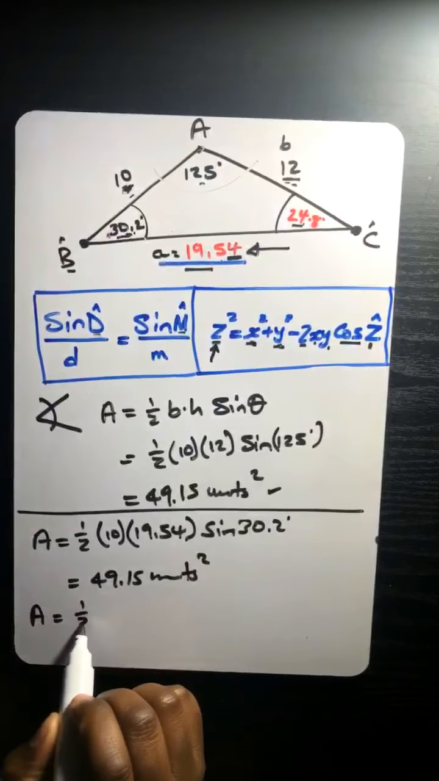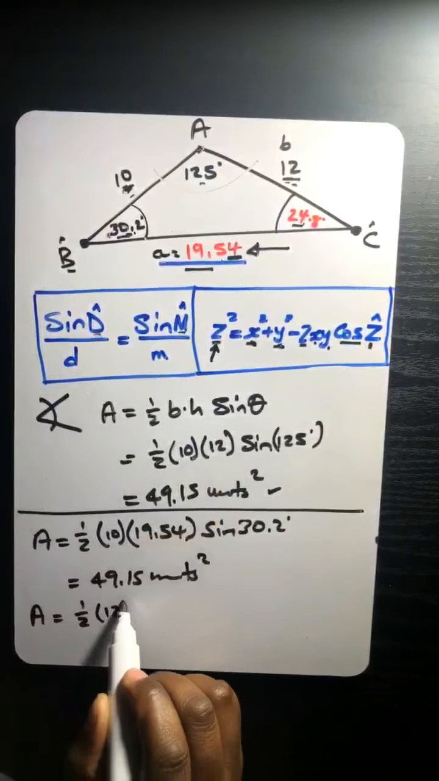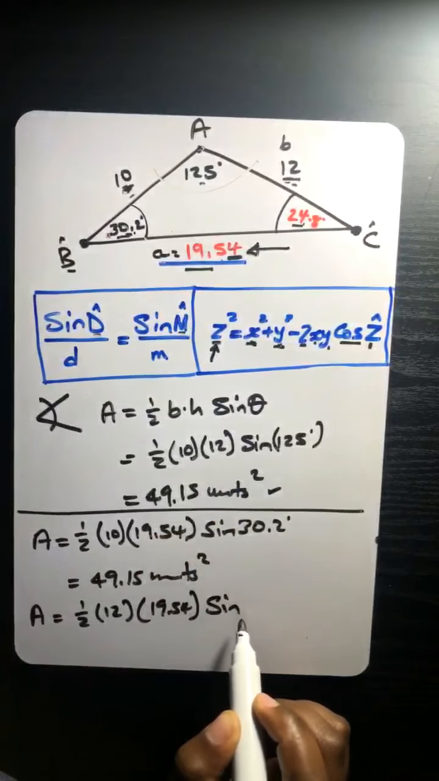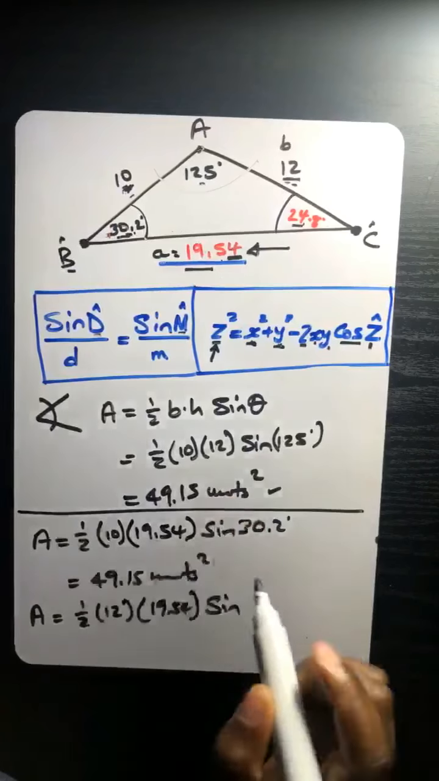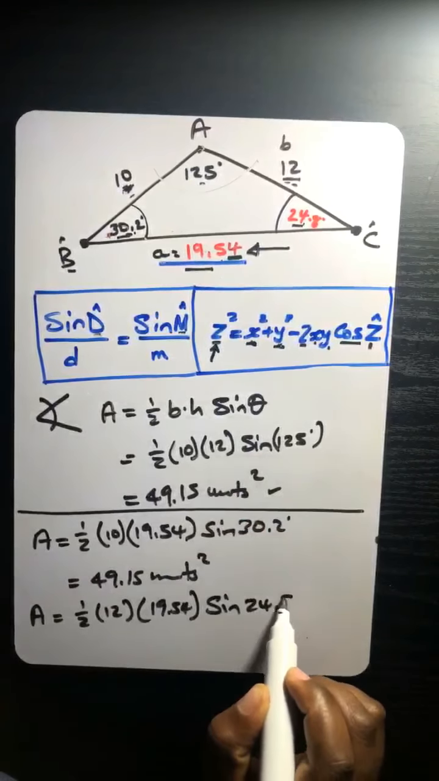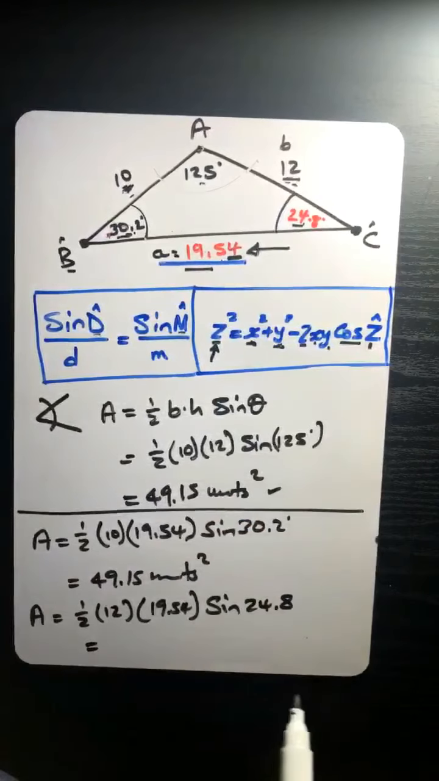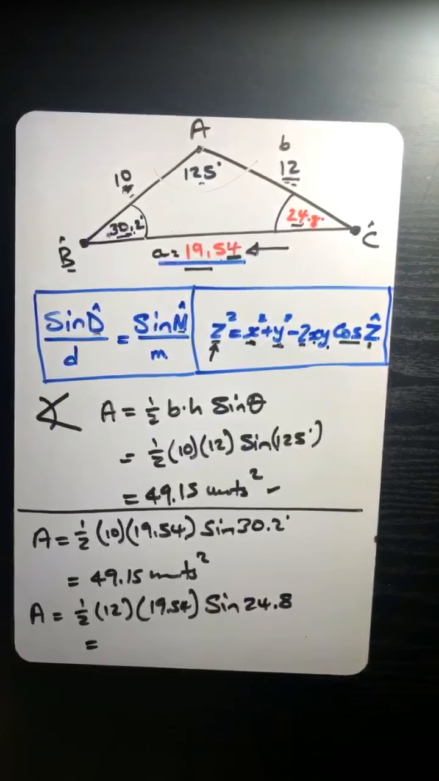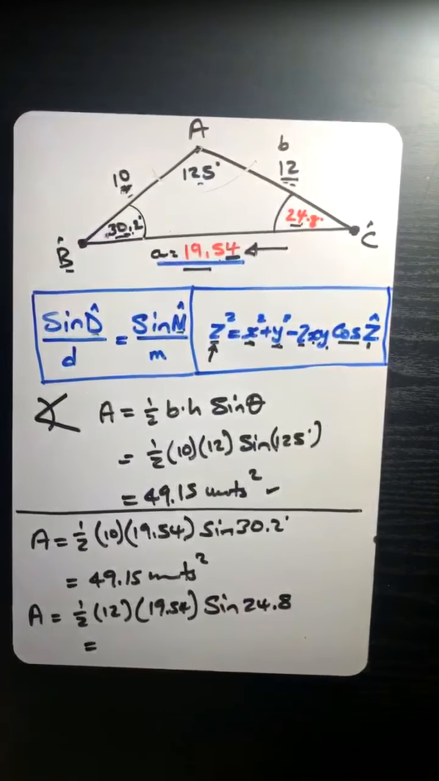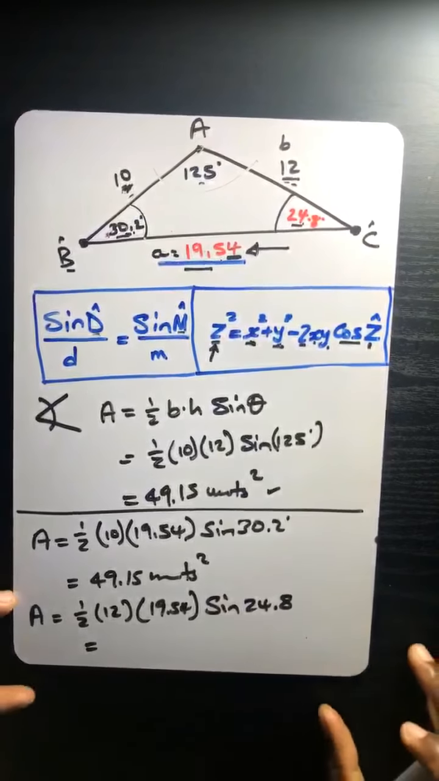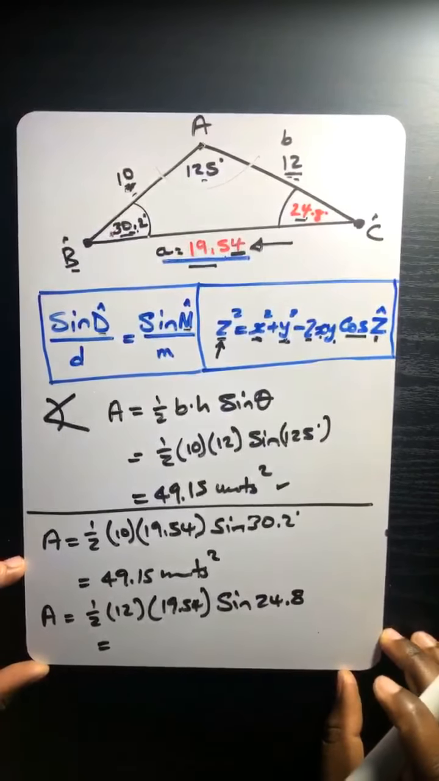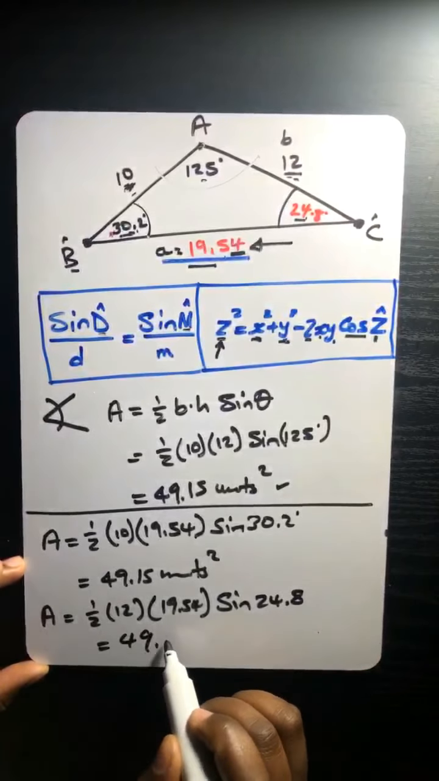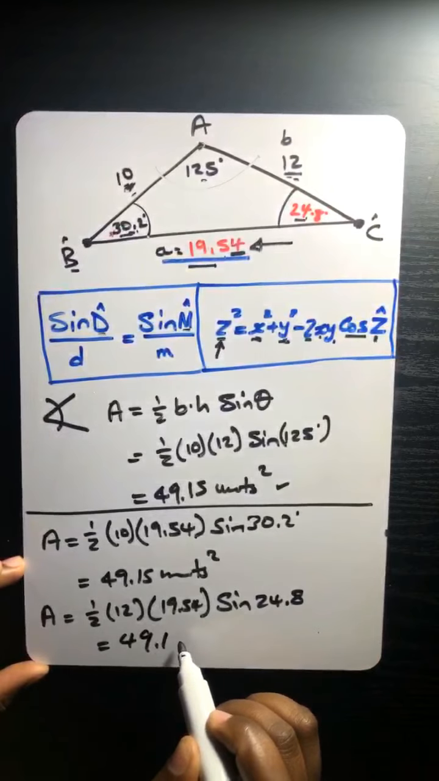Okay, let's maybe try with that other angle. So it has to be 12, and then you can have 19.54. But what matters the most is that you have to have an angle in between, being 24.8. What are you guys getting on that one? So it's 49.18 units squared.